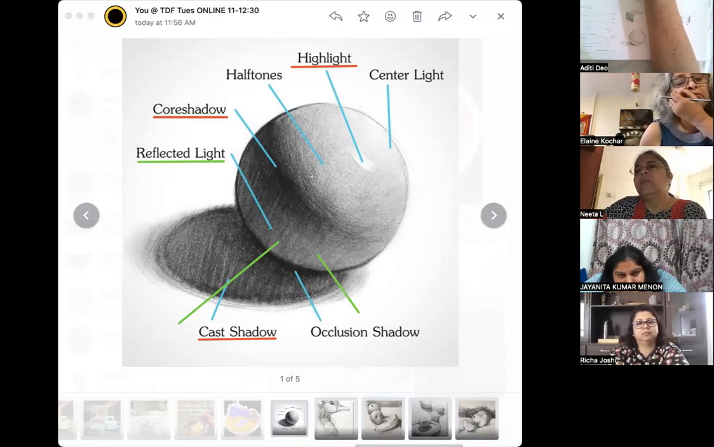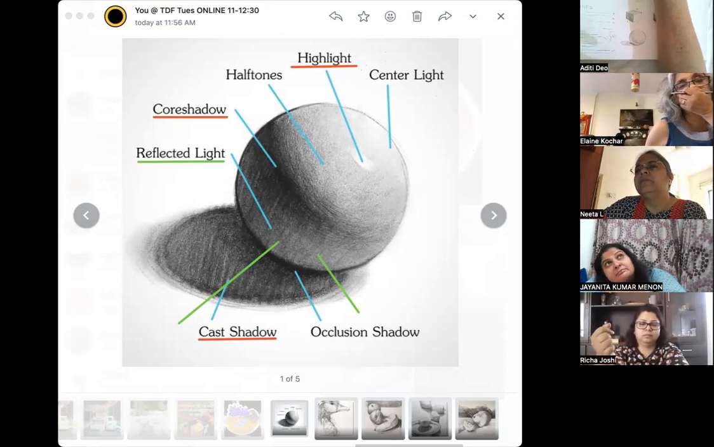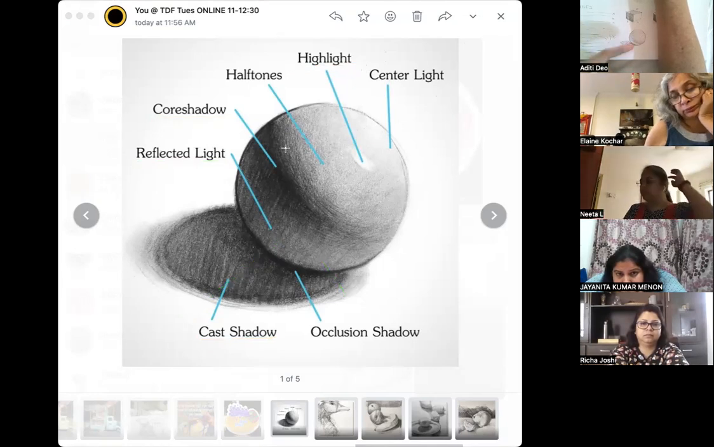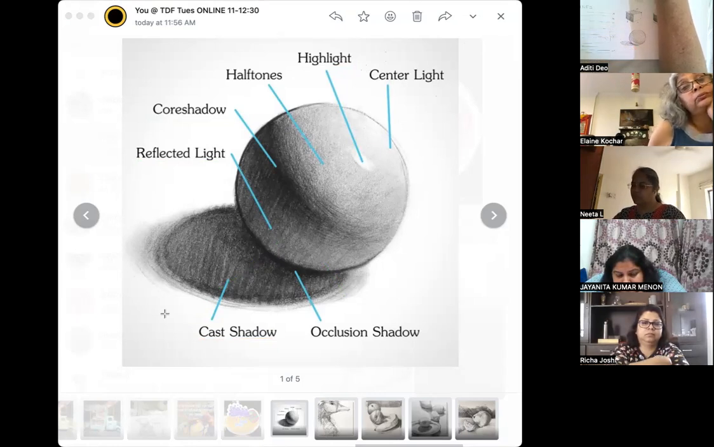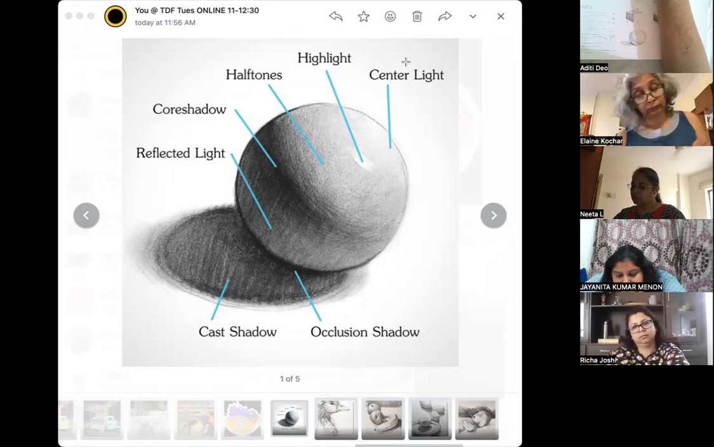We are not going to shade this, except for what I have shaded right now. That one has been shaded exactly like this. I have made a darker tone over here, medium tones around the highlight, and there's a little bit of reflection. And then you have a cast shadow and a darker shadow at the bottom, which is the occlusion.